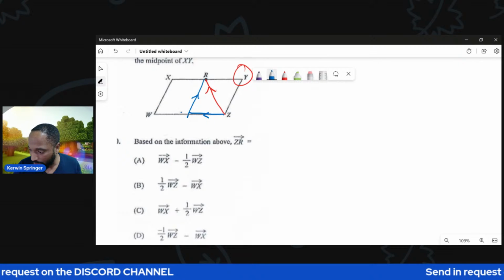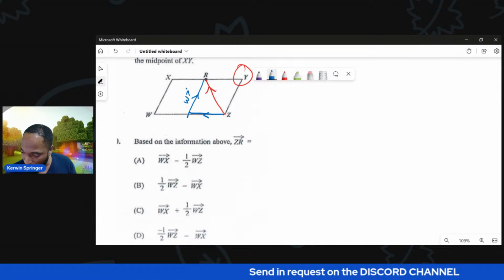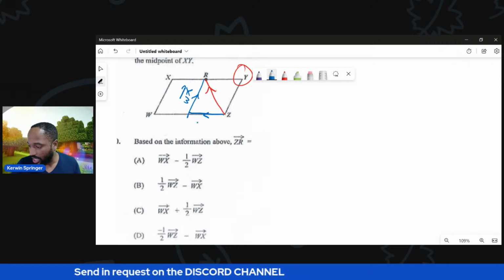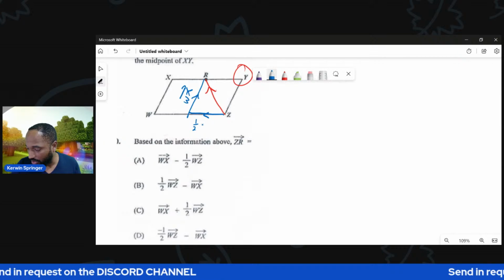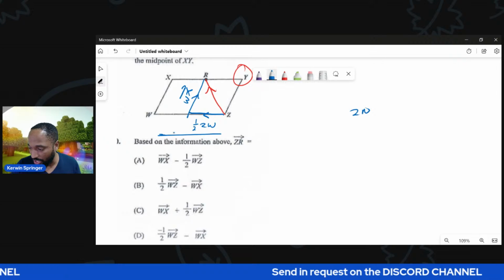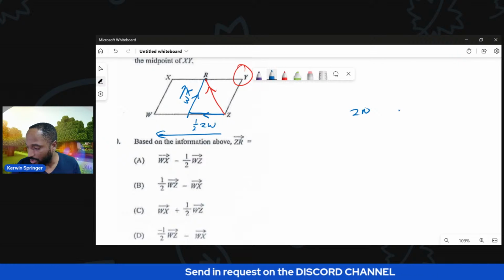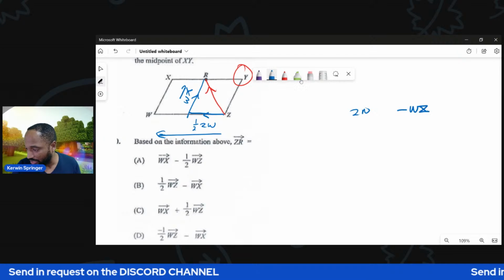Since this is parallel, this comes like I do in a WX here. You understand? Look, which I write as X. And where is that going here? Half of ZW. But ZW, Z to W, is going this way, but I'm going half of it. Z to W is the same as negative WZ. That's how vectors work.